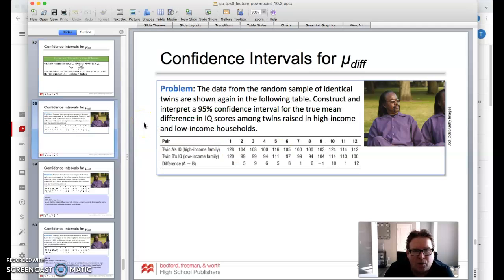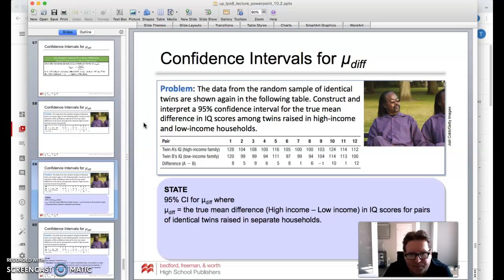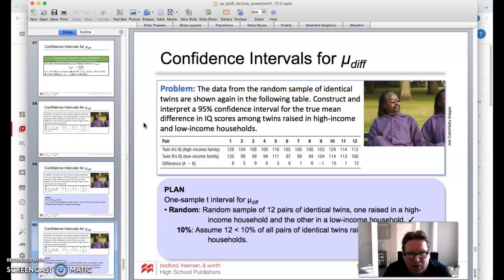So let's go through another example of this now. The data from the random sample of identical twins is shown again. We want to construct and interpret a 95% confidence interval for the true mean difference in IQ scores among twins raised in high income versus low income households. So, state it: a 95% confidence interval for the mean difference, where we use mu sub difference. This is the true mean difference, high minus low income, for IQ scores in pairs of identical twins raised in separate households. Now, plan: again, we're going to check the randomness.